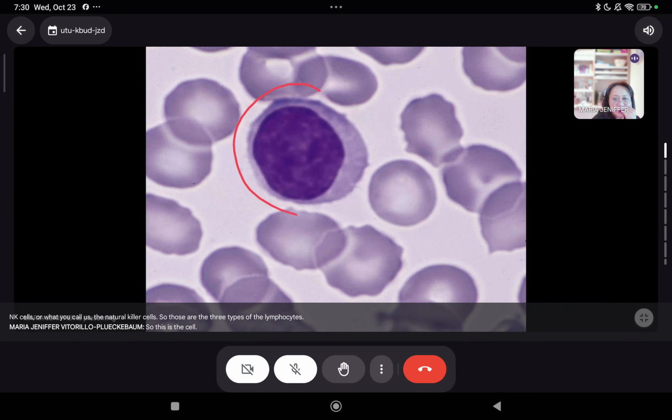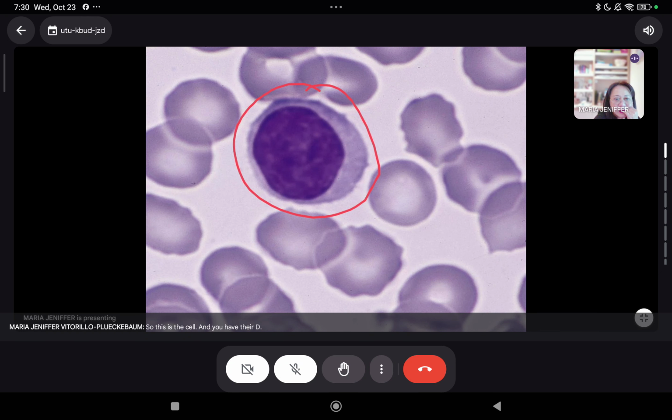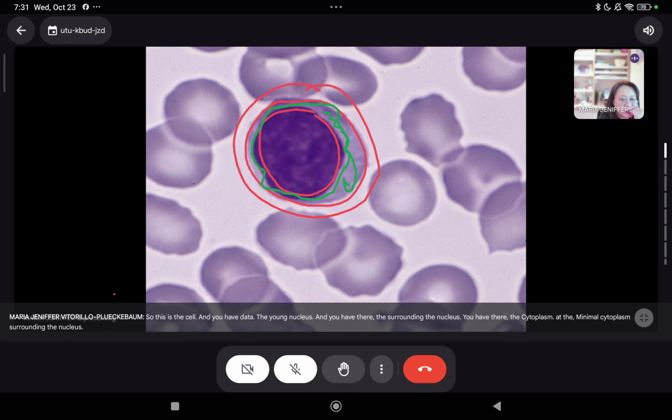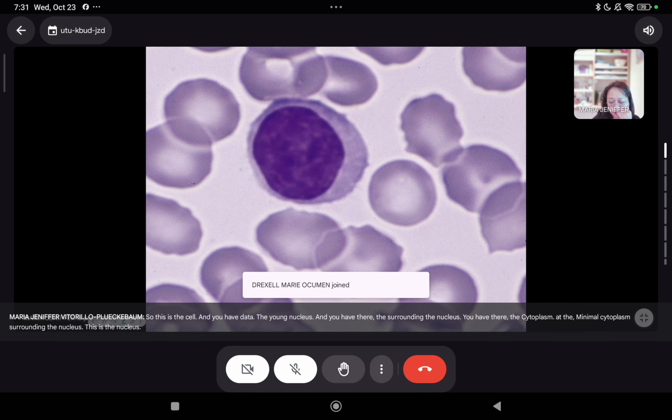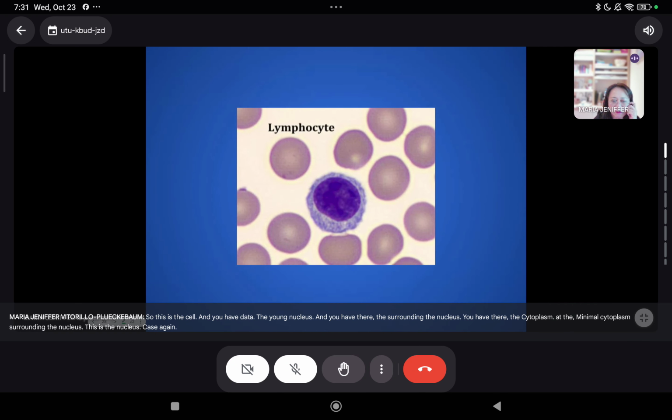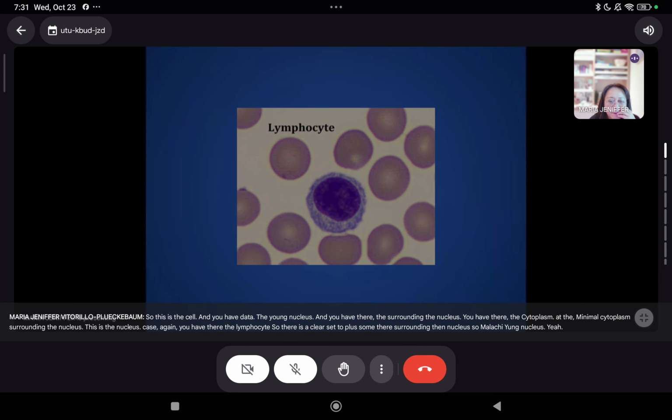This is the cell, and you have there the nucleus, and surrounding the nucleus you have there the cytoplasm. Minimal cytoplasm surrounding the nucleus. This is the nucleus. Okay, so again, you have there the lymphocyte. So there is a clear cytoplasm there surrounding the nucleus. So malaki yung nucleus niya.